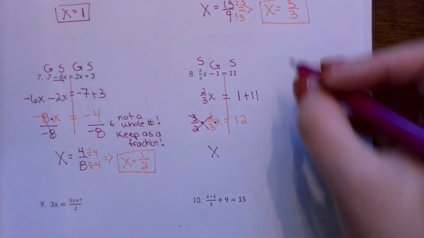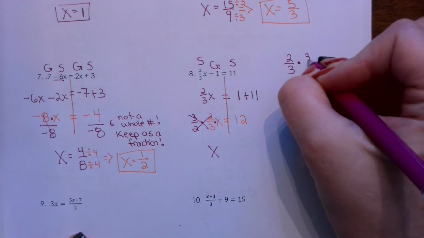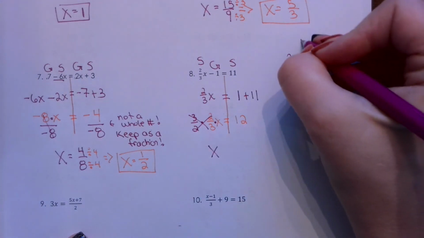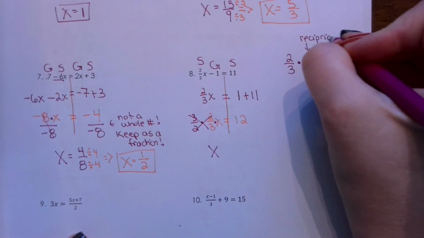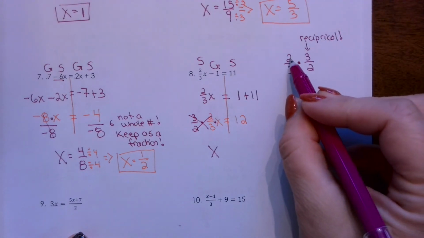Let me show you what that looks like. I had 2/3, right? And I multiplied it by 3/2. That's a reciprocal. When I multiply straight across.